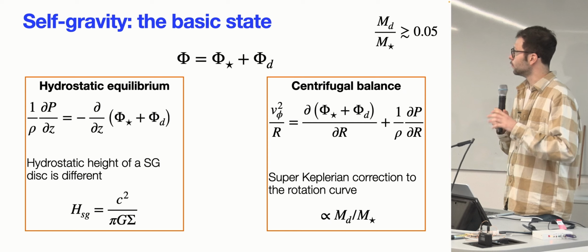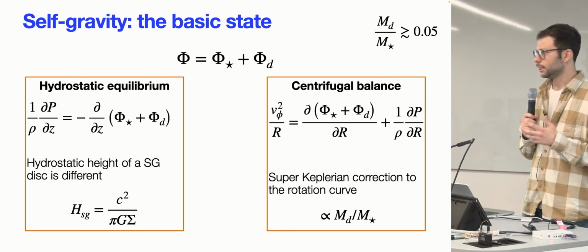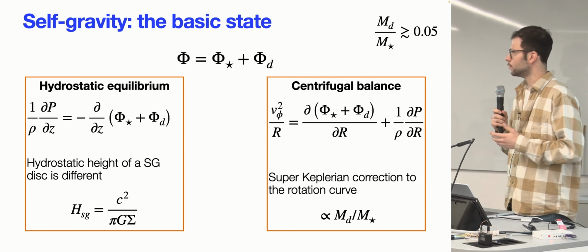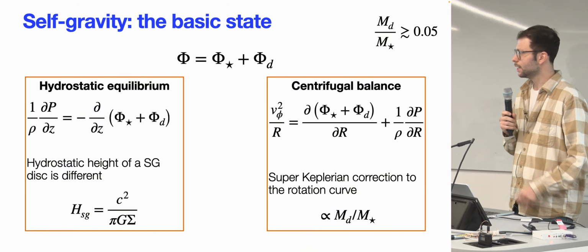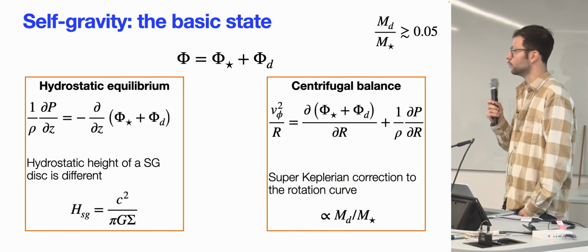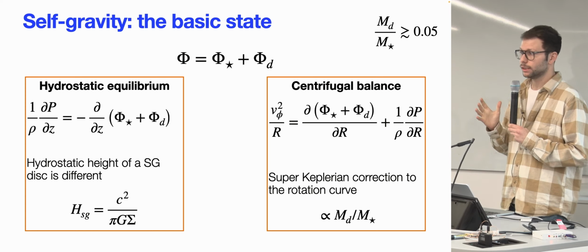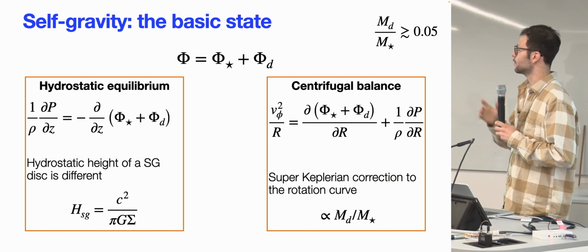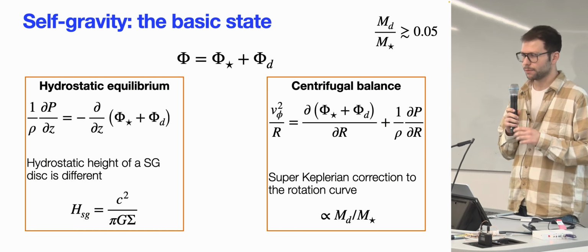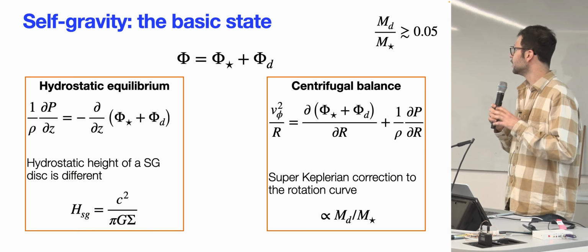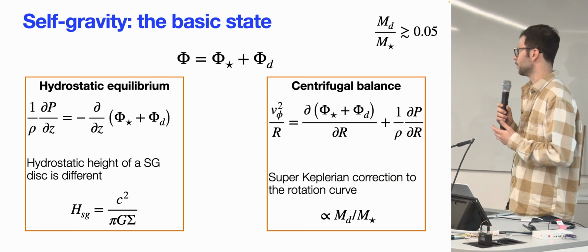So what are self-gravity and gravitational instability? What are we talking about in the context of protoplanetary disks? In general, an astrophysical body is self-gravitating whenever its mass is high enough to contribute to the total gravitational potential. And this threshold for protoplanetary disks corresponds to a disk-to-star mass ratio of about 5%. So when the disk mass is about 5% of the stellar mass, the dynamical effects of self-gravity become important, and we need to take them into account.